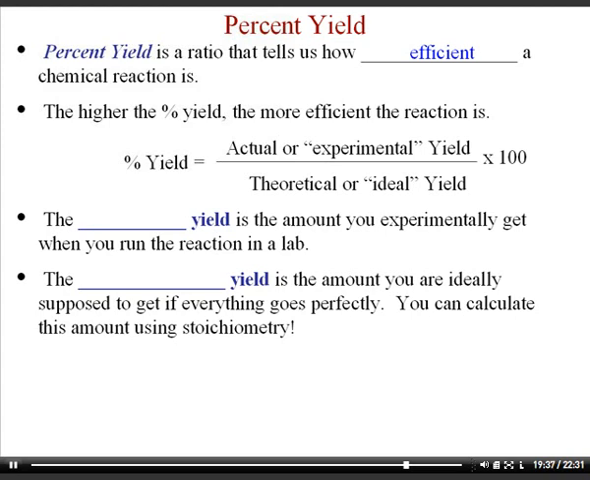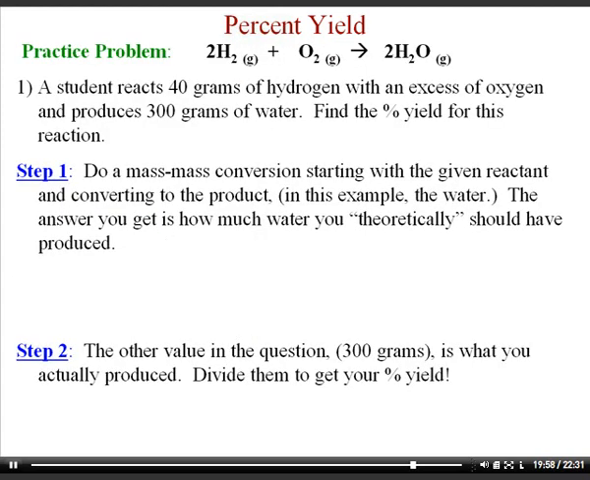So anyway, here are some definitions. The actual yield is the amount you experimentally get when you actually run the reaction in a lab. The theoretical yield, or the ideal yield, what you're supposed to get, is a calculated stoichiometry problem. It's the amount you're ideally supposed to get if everything goes perfectly and you don't lose any of your product. So we're going to look at a couple examples of percent yield calculations.